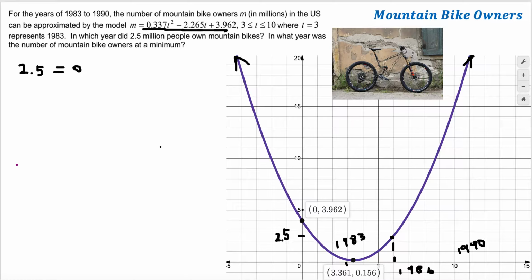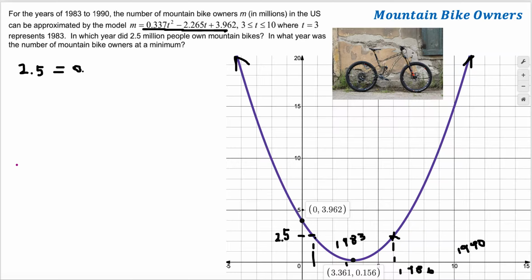But again, don't forget this number has two values. If we go back, in the years between 1980 and 81, it was also 2.5 million people. But what we are looking for is in the interval between 3 and 10. That's what we are interested to know.